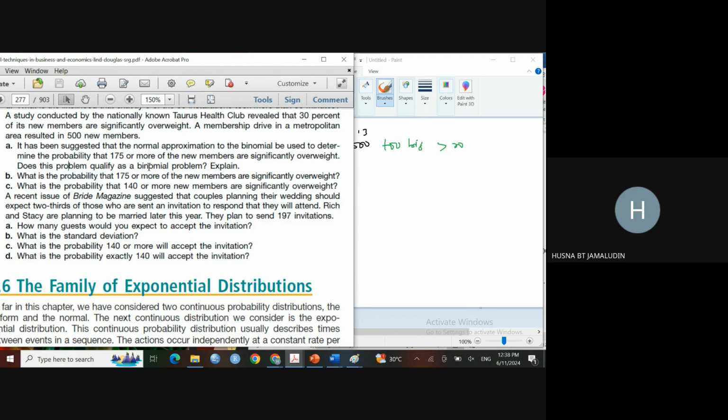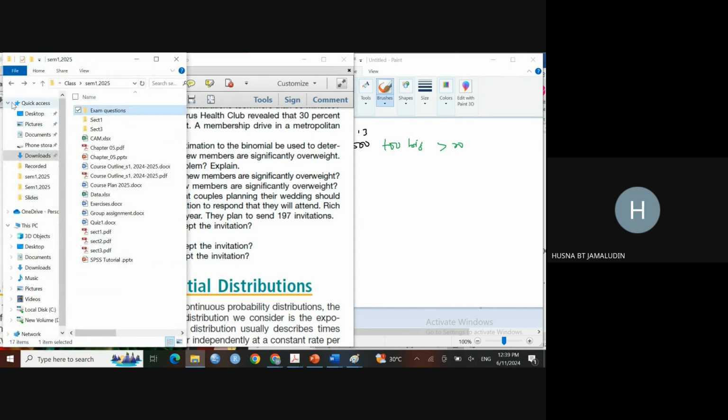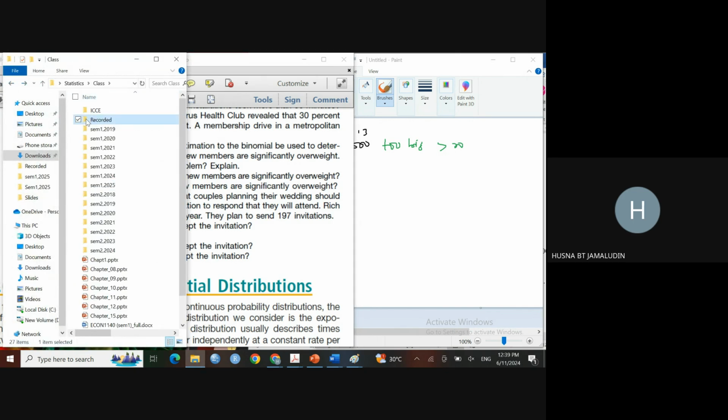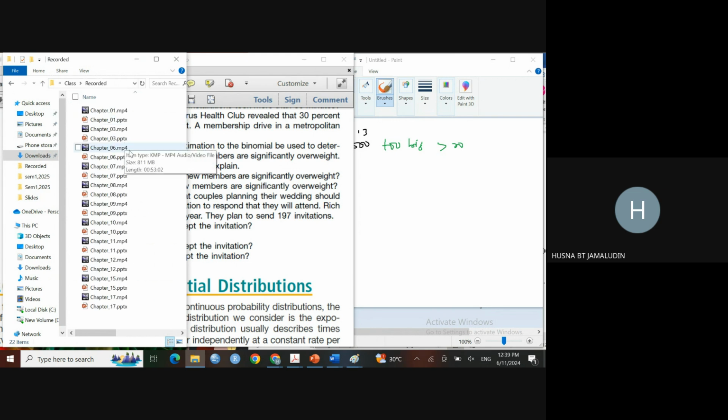But here they just want you to explain: does this problem qualify as a binomial problem? So you know binomial has a requirement, I mean criteria, if you want to apply binomial.